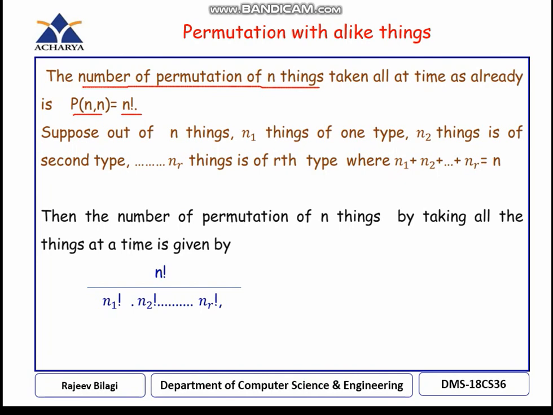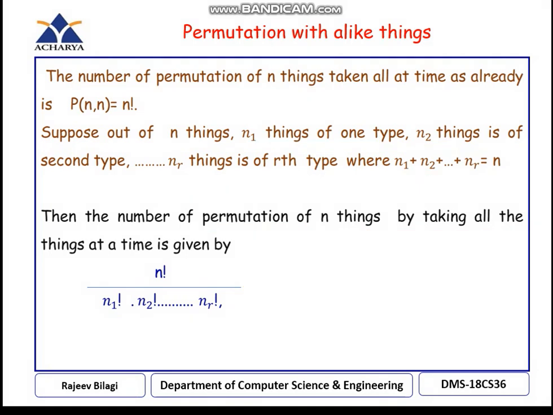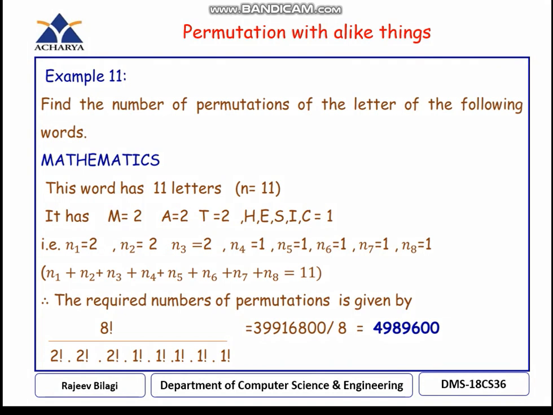Suppose out of these n things, n1 is of type 1, n2 is of type 2, similarly nr is of type r, such that n1 plus n2 up to nr is equal to n. In such cases, the number of permutations of n things, taking all the things at a time, is given by n factorial divided by n1 factorial into n2 factorial up to nr factorial. Now we will see one problem based on this particular formula.